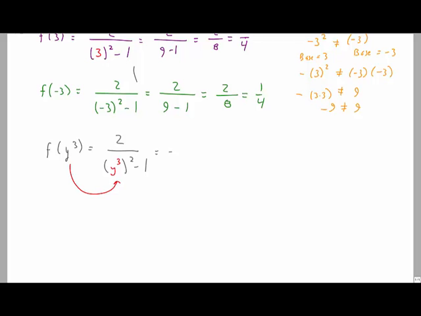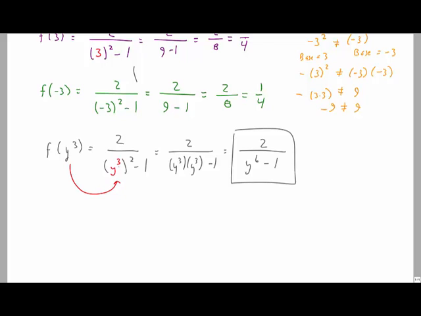Now as I'm rewriting this, y cubed squared means to take y cubed and multiply it by itself. If you know your shortcut rules for exponents, y cubed times y cubed is y to the 6th. So I end up with 2 over y to the 6th minus 1. If you don't remember your shortcut rules for exponents, you can write these out.